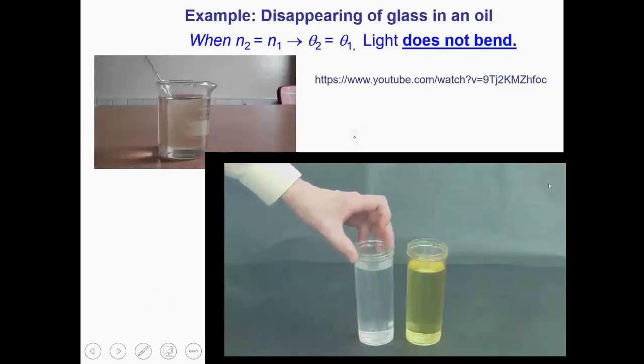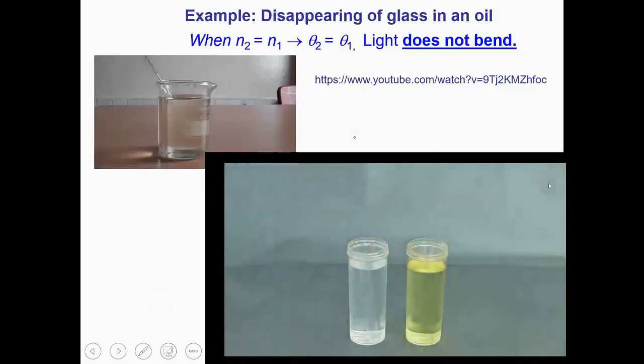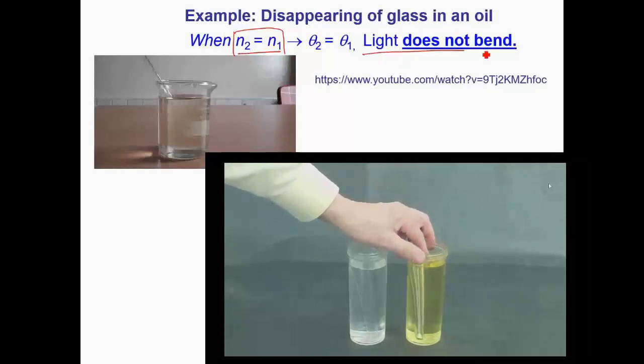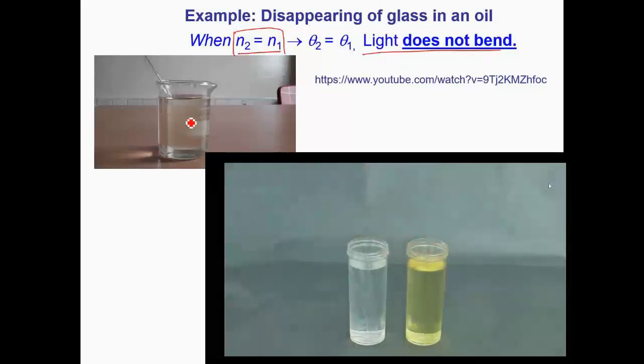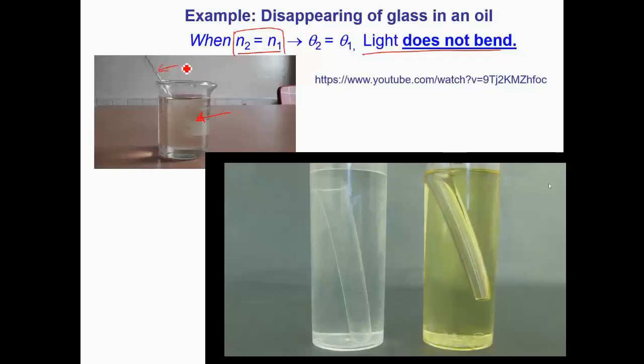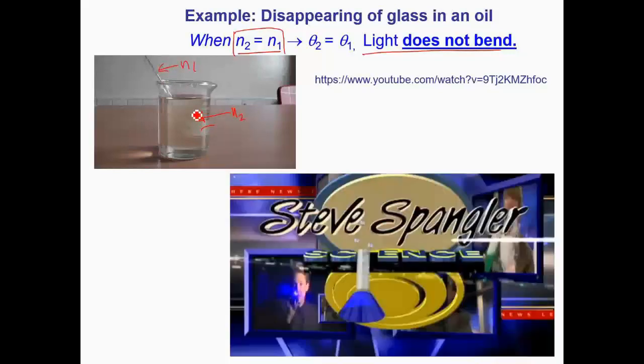When light passes from one medium to another medium with the same index of refraction, light doesn't bend, from Snell's law. And here's the interesting consequence. This is corn oil, and interestingly, the corn oil has exactly the same index of refraction as the glass rod. The glass rod's index of refraction and the corn oil's index of refraction are exactly the same, and that's why you can see the glass rod here.